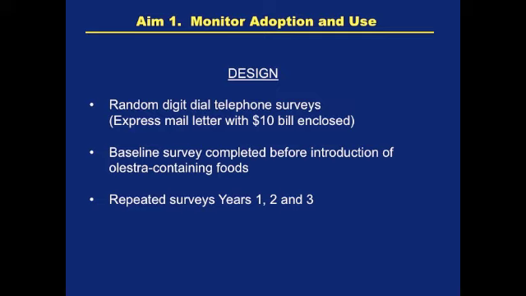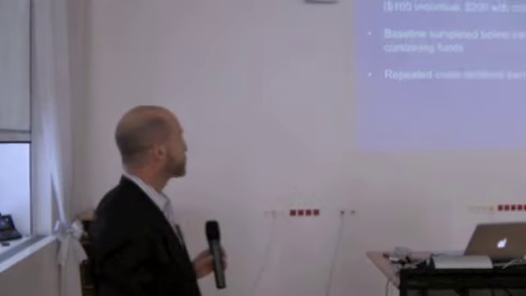So the response to RDD, random digit dial surveys, is right now quite poor. Among these people, we did a baseline survey before the introduction of Olestra foods, and then we repeated this 1, 2, and 3 years after. So there are basically 4 cross-sectional samples.